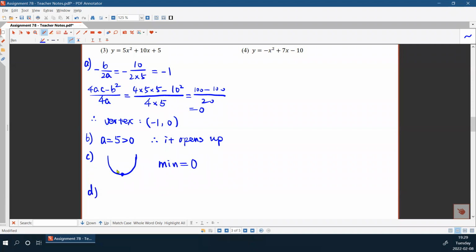how many x-intercepts? Let's check the relative positions between the vertex and the x-axis. The vertex has coordinates of -1, 0. And apparently it will intersect with the x-axis, right? And there is only one intersection point here. So therefore, there is only one x-intercept.